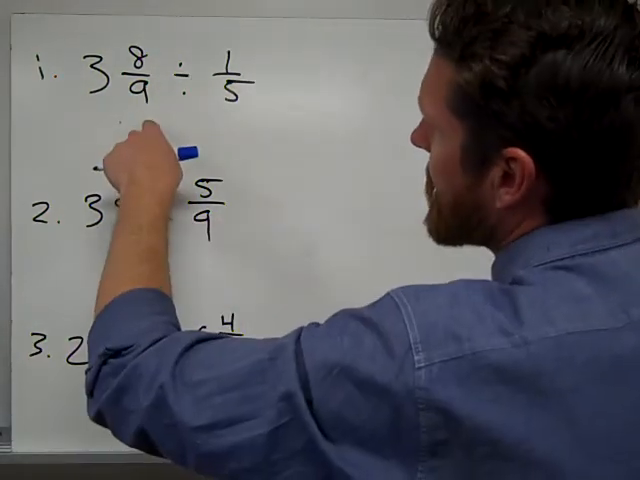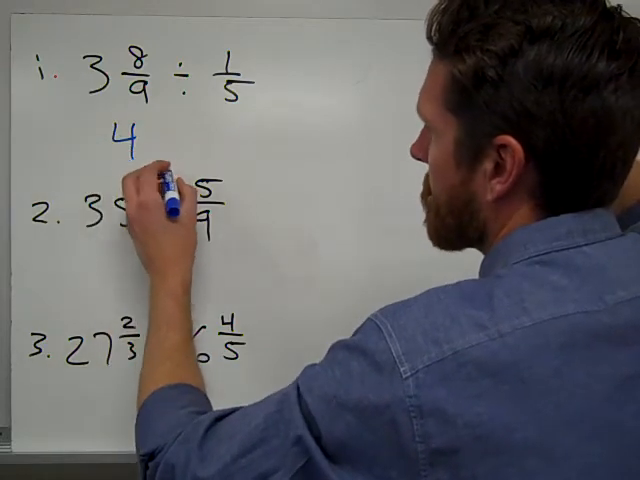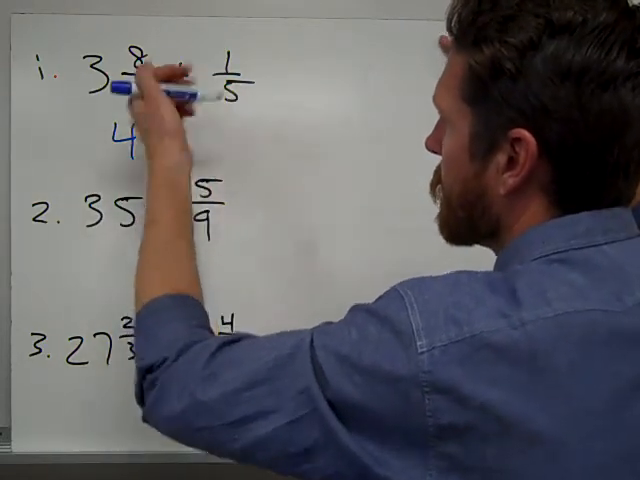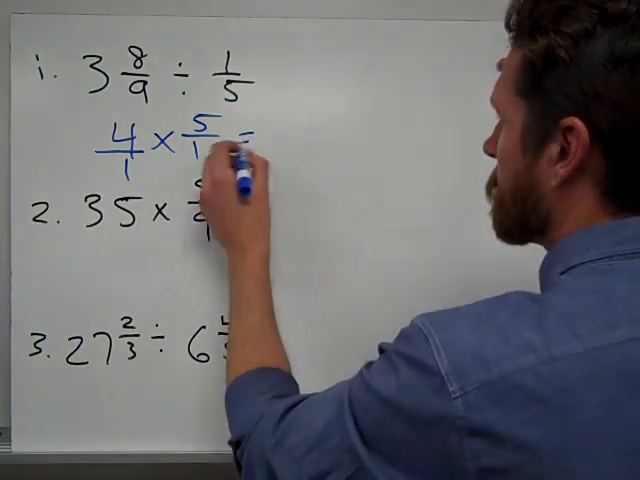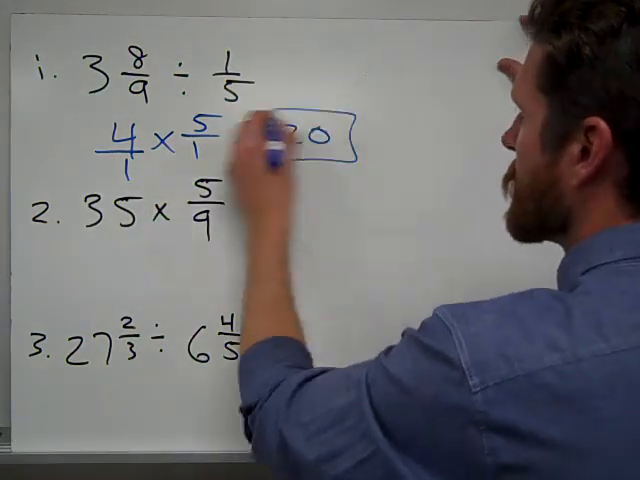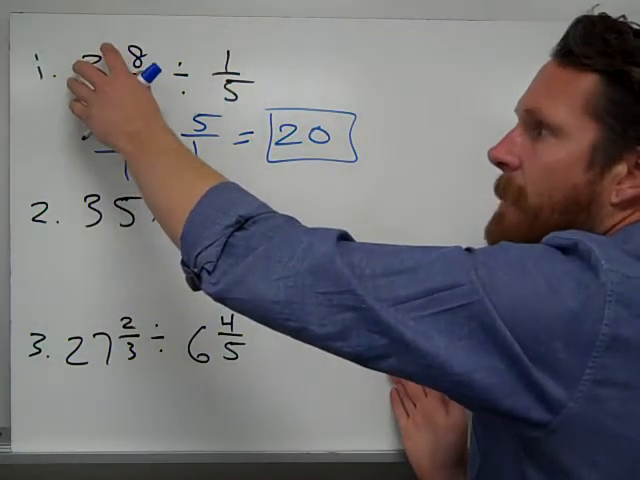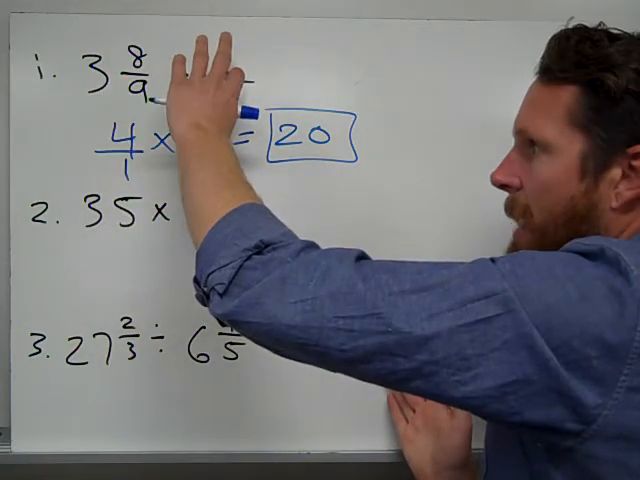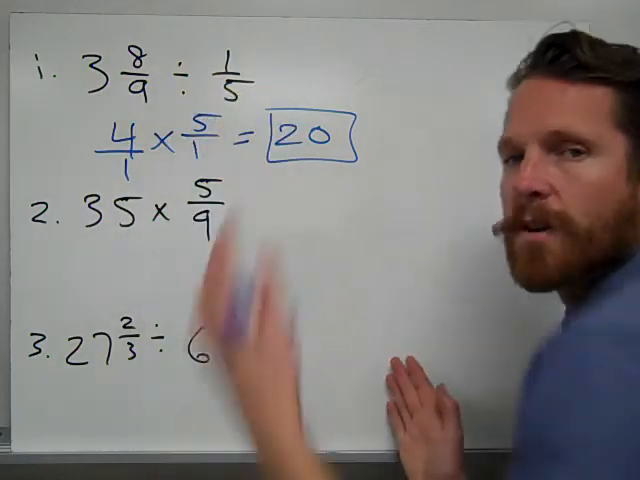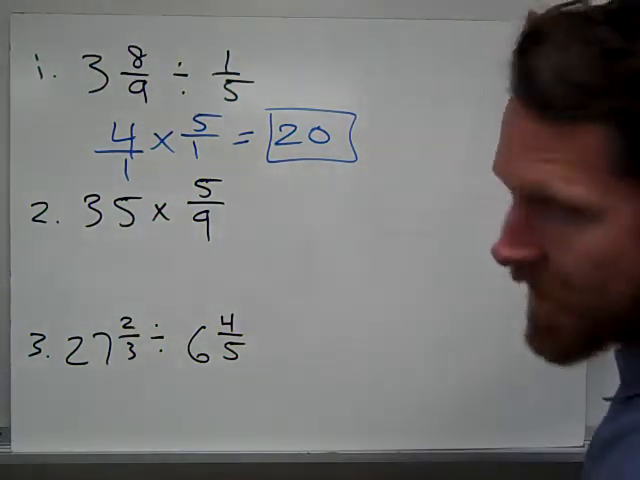So I have 3 and 9/8. I'm going to round that to 4. And then I'm going to flip the 5, which is basically 20 over 1, which is 20. So what I did is I take this mixed number, it's so close to 4, I rounded it to 4. I left the 1/5 the same because when I flip it, it's just going to be 4 times 5, which equals 20. Alright, this one's a little bit more difficult.